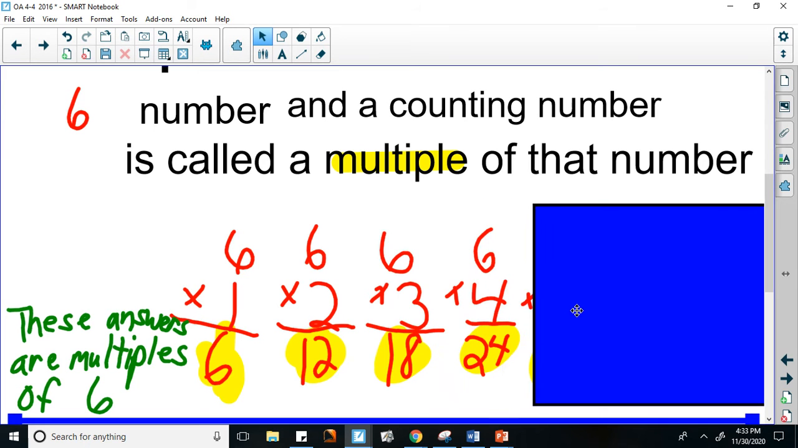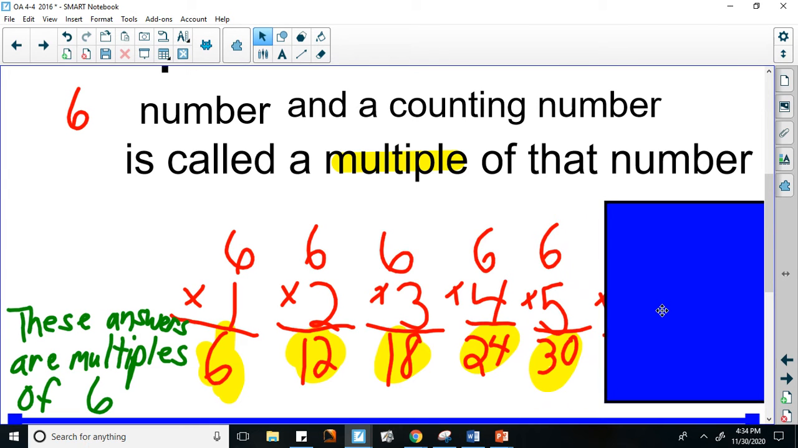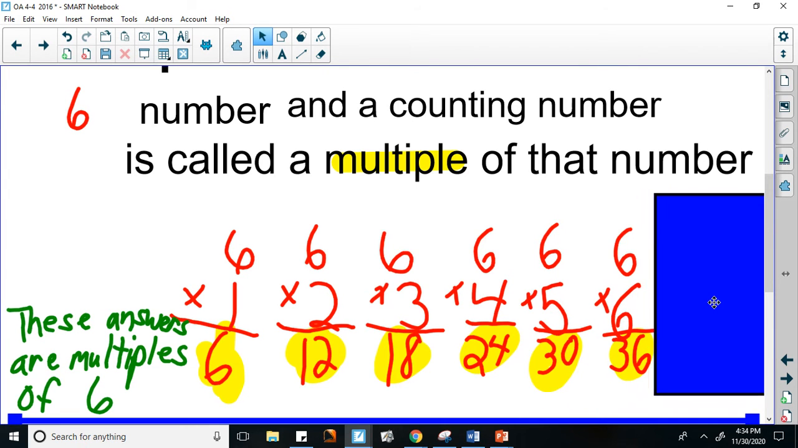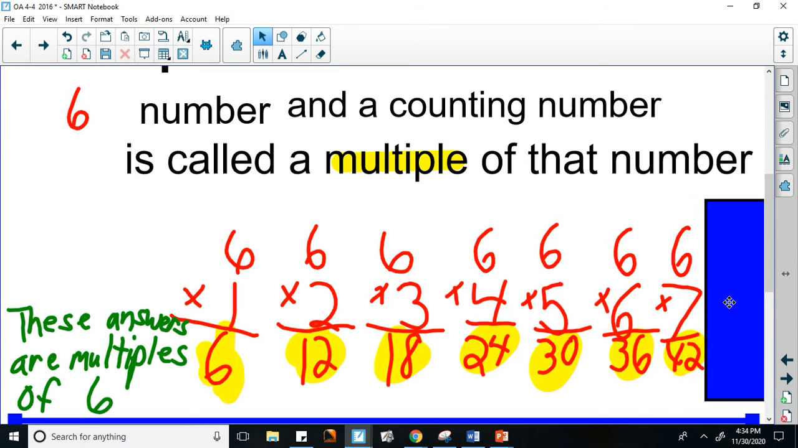That is a multiple. 6 times 4, that's another counting number, is 24. And 6 times 5 is 30. You are correct. And 6 times 6 is 36. And 6 times 7 is 42. I could keep going on and on and on. I think I have room for one more. 6 times 8 is 48, and then I ran out of room. But technically, multiples are many. They can go on forever and ever because you can count as high as you want.